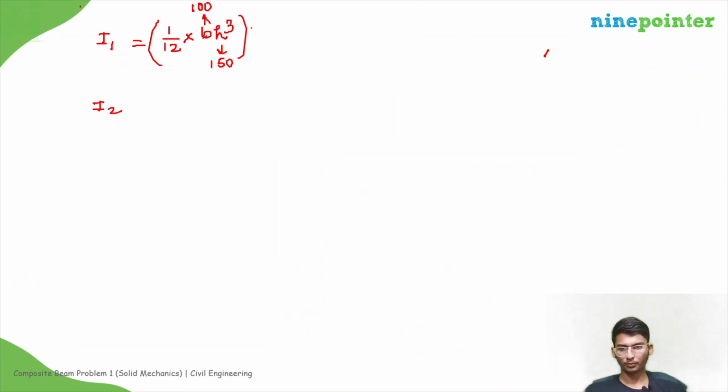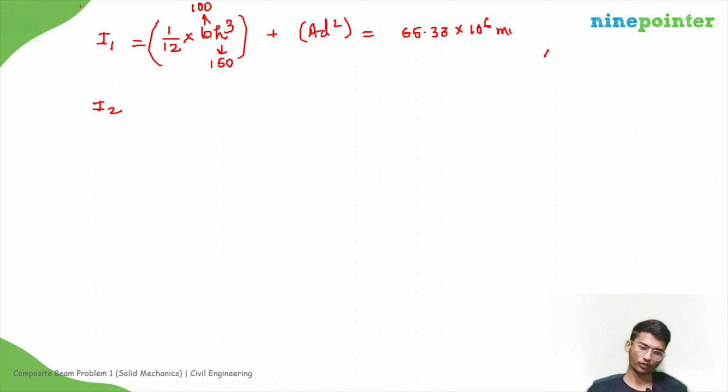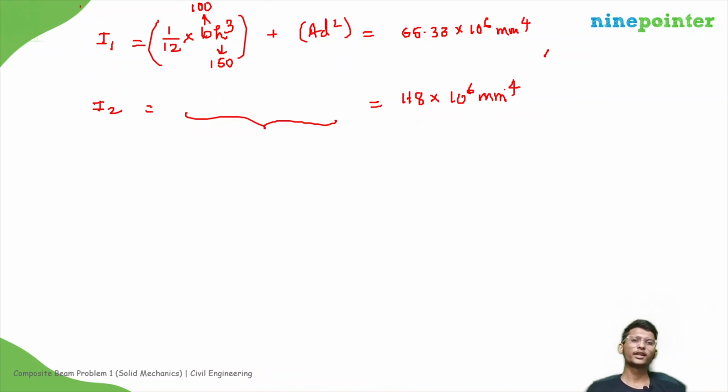Right. So if you put those values and find the value, plus that A D squared value, you will get I as 65.33 into 10 power 6 mm power 4. Okay. And similarly, if you calculate the I2 value, you will get 1.18 into 10 power 6 mm power 4. Okay. I hope you can calculate the values of area moment of inertia.